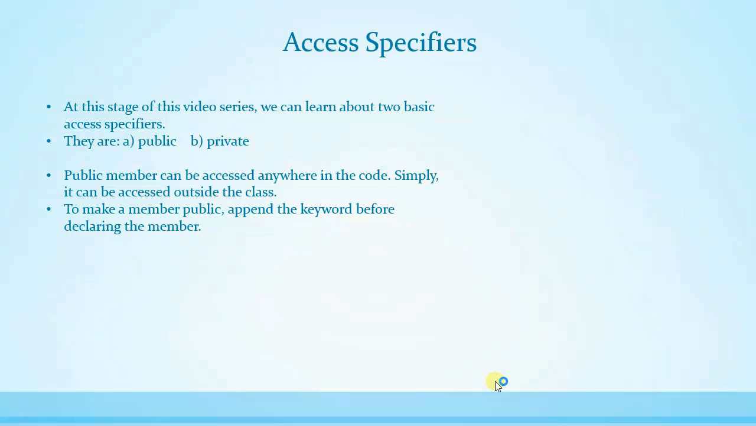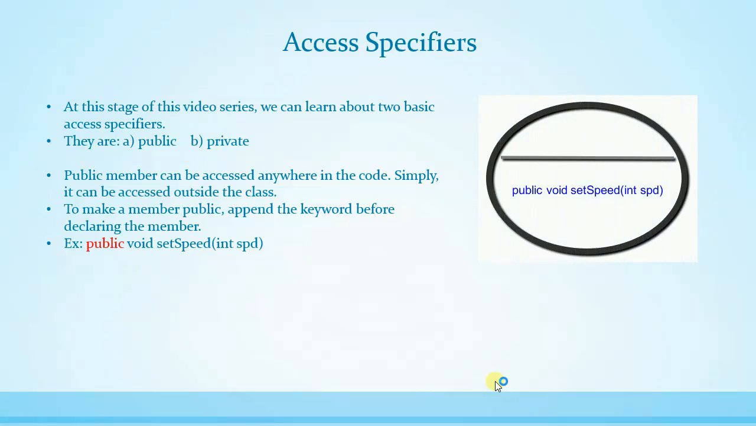All we have to do is add a keyword before the declaration. Here is one example. Here we are setting the function void set speed as public. So before the function signature, we are adding the attribute public. The class will have the attribute public in front of the member method. Here the member method is set speed, which takes a parameter.